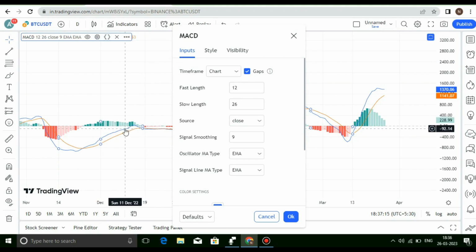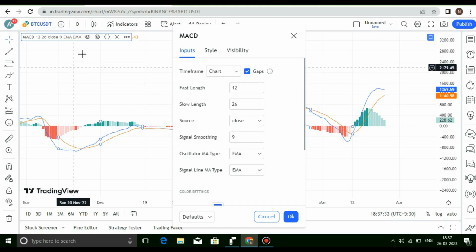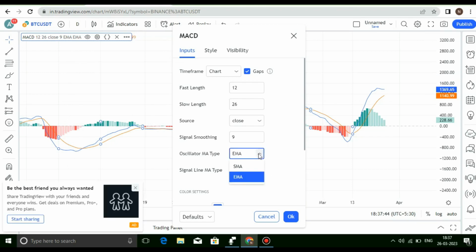As you can see here, the blue line has a fast length of 12 days. It is the moving average of 12 days, and the slow length is the moving average of 26 days. Which moving average is it, the simple moving average or the exponential moving average? You can see it here, it is the exponential moving average, EMA. It is written in this setting, you can see it clearly. In this setting you can also shift it from EMA to SMA anytime, but you don't have to do that because EMAs are more sensitive than SMAs.